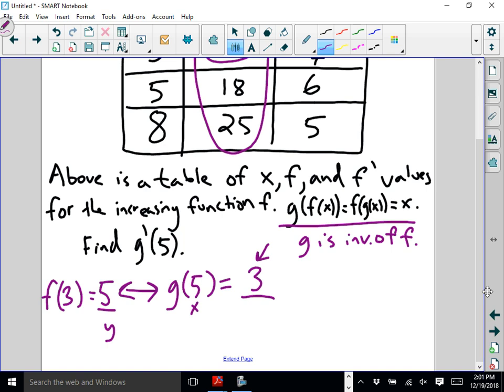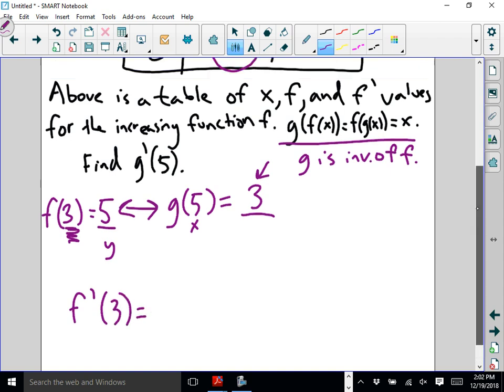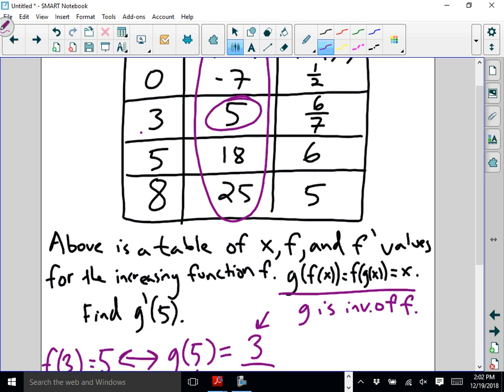That's important because now I need to, just like in the other one, right? I'm not going after f prime of 5, right? I'm going after f prime of 3. Well, I can get that from the table. F prime of 3 is 6/7.